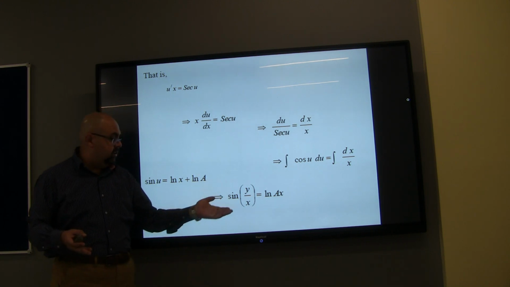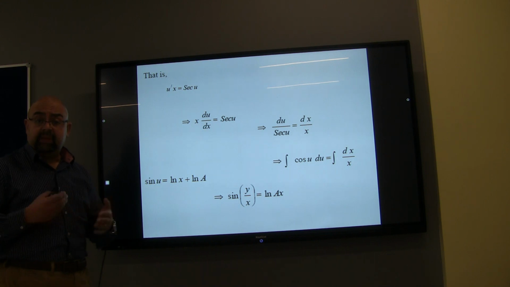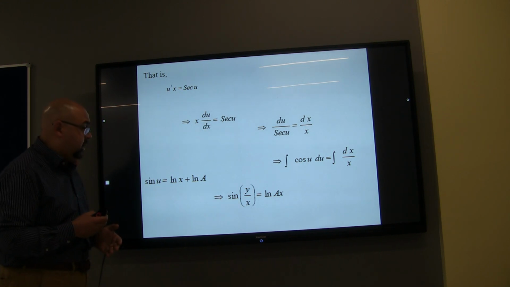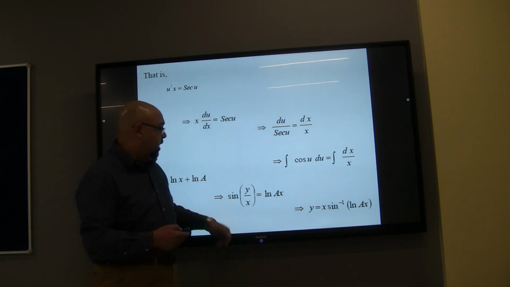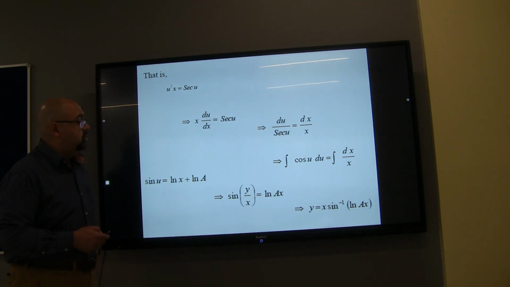We are done. This is the general solution. If you want to make further simplification, I can take arc sine for both sides. So you will have y equal x times sine inverse of ln ax, and you can plot them in a perfect manner. Okay.